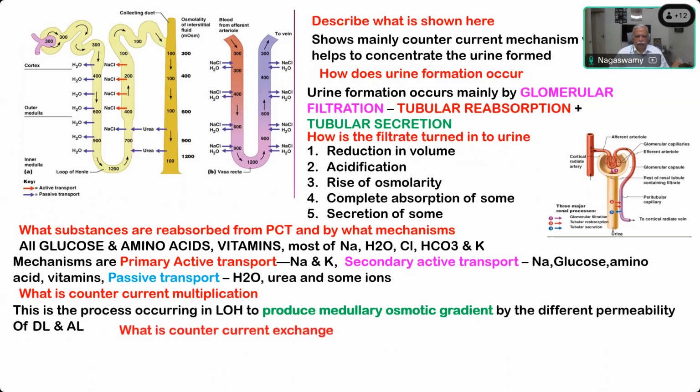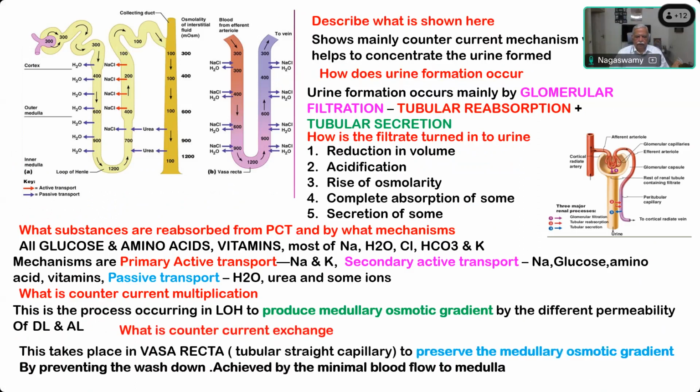And what is countercurrent exchange? Several basic renal physiology questions. Okay? So this takes place in the vasa recta, that is the straight capillary, to preserve the medullary osmotic gradient. So multiplication is to make the medulla highly osmotic, and countercurrent exchange is to preserve that gradient by preventing washdown, achieved by minimal blood flow to the medulla. So that is the mechanism.